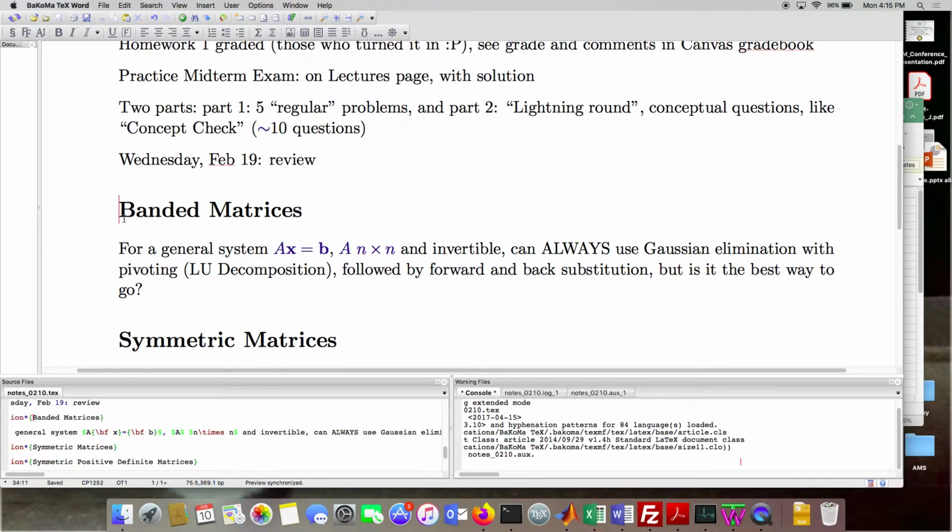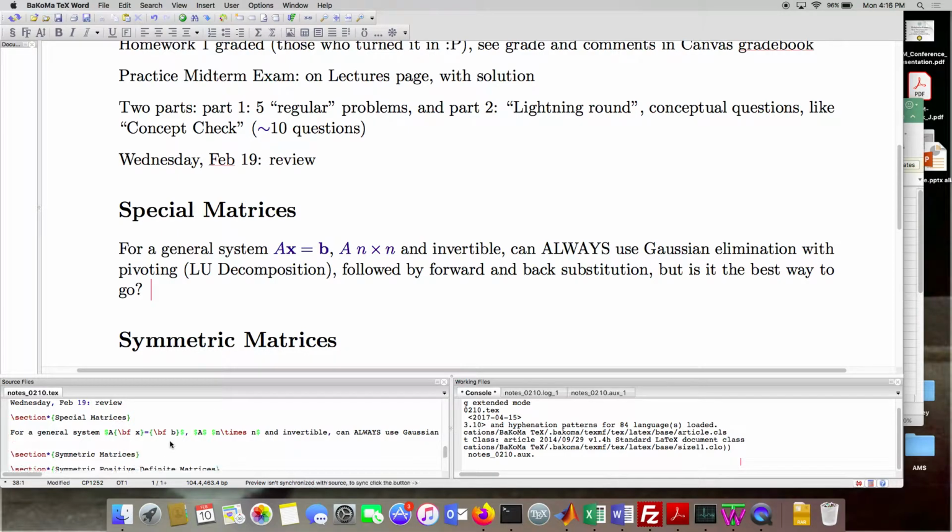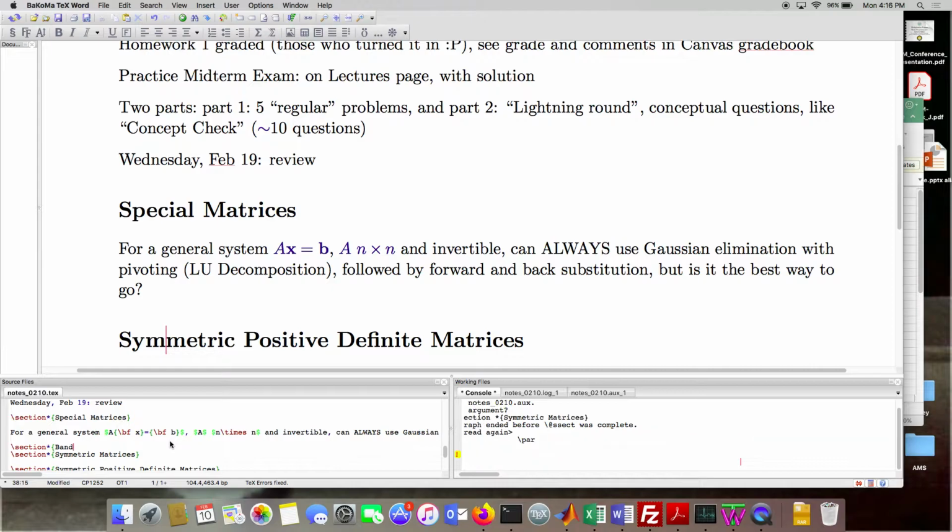Okay, actually, let me change the section here. All right. So the idea is for this week, we're going to look at certain subcategories of invertible matrices and re-examine the whole process of solving Ax equals b for matrices of that type, and see what efficiency can be gained in particular.